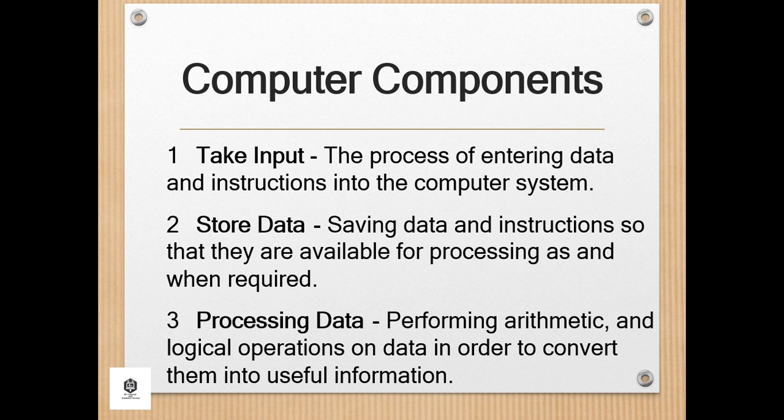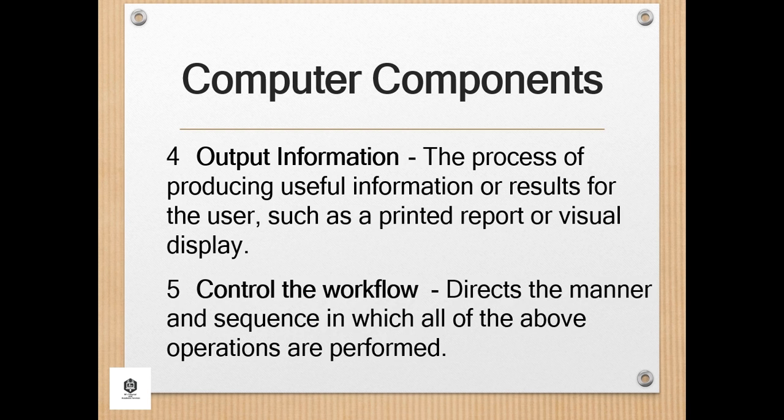Step 2. Store data. Saving data and instructions so that they are available for processing as and when required. Step 3. Processing data. Performing arithmetic and logical operations on data in order to convert them into useful information. Step 4. Output information. The process of producing useful information or results for the user, such as a printed report or visual display. And step 5. Control the workflow. Directs the manner and sequence in which all of the above operations are performed.